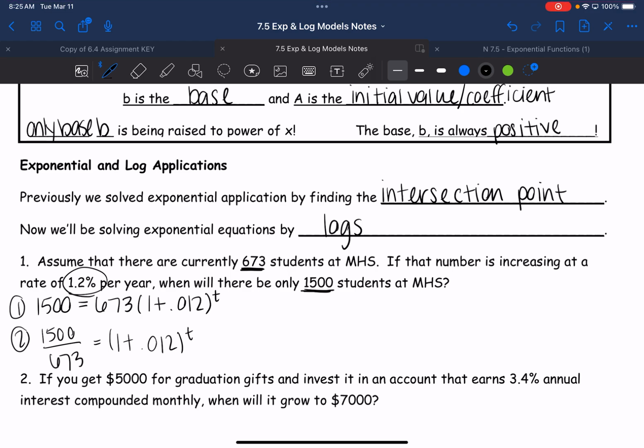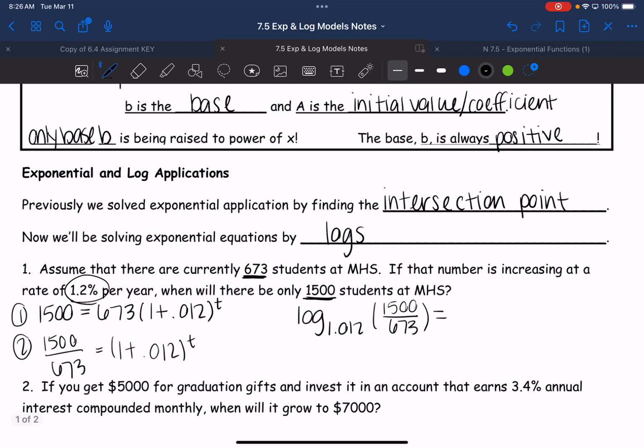Okay, so this is my base right here, right? This 1 plus 0.012. So I would write this as the log of my base. 1 plus 0.012, we could just go ahead and write as 1.012 because we do know how to add that pretty easily. Okay. And we're taking the log of the other side, right? So that'd be your 1,500 over 673. And remember, we set that equal to the exponent, which would be t, right?